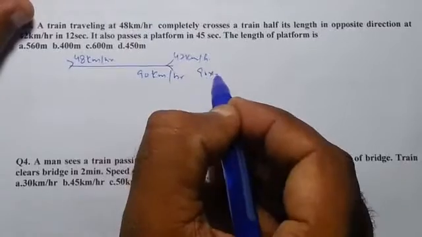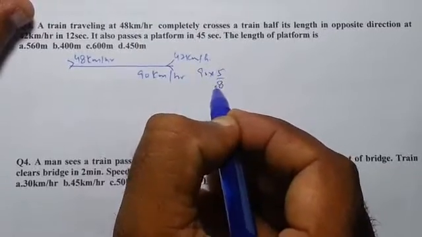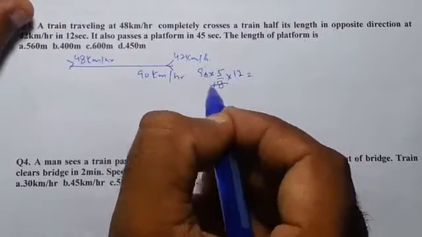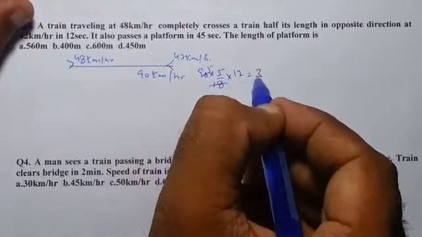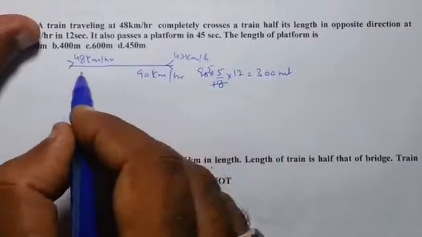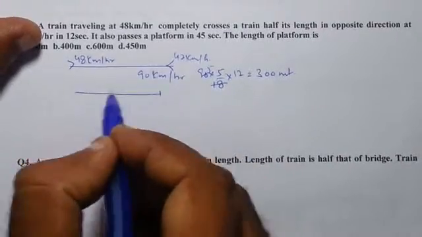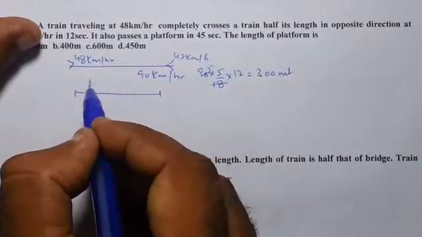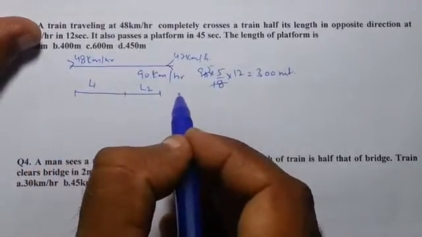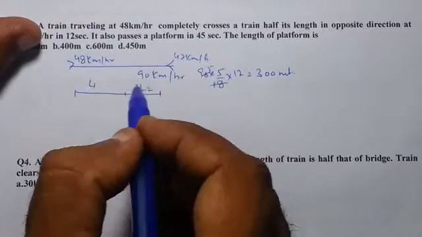Let us convert this into meters per second. So 90 into 5 upon 18 meters per second. And it crosses in 12 seconds. So 18 fives are 90, and this gives us 300 meters. So that means the complete distance of 300 meters is the length of both the trains, L1 as well as L2.